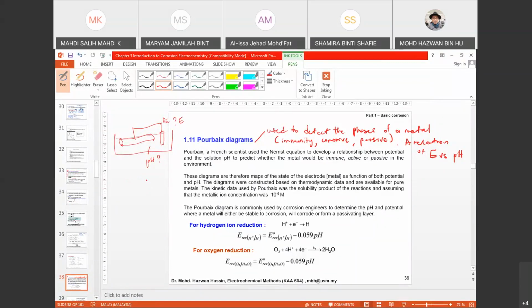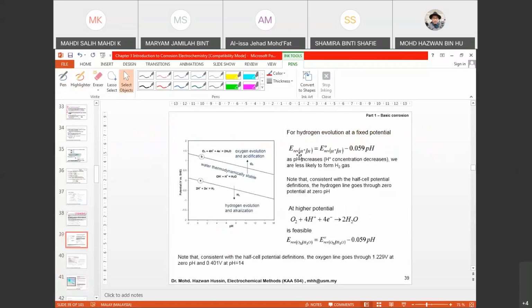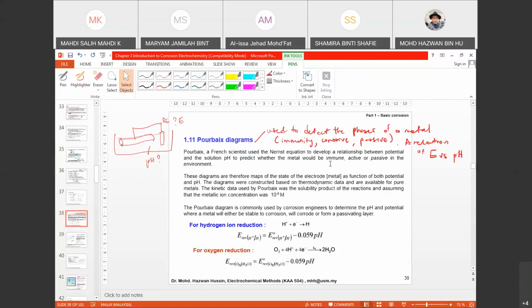So meaning that each and every material or metal has its own Pourbaix diagram. It doesn't mean that you can use this Pourbaix diagram for all types of metal. Each metal will have its own Pourbaix diagram. Okay, right. So this is basically the example given here.